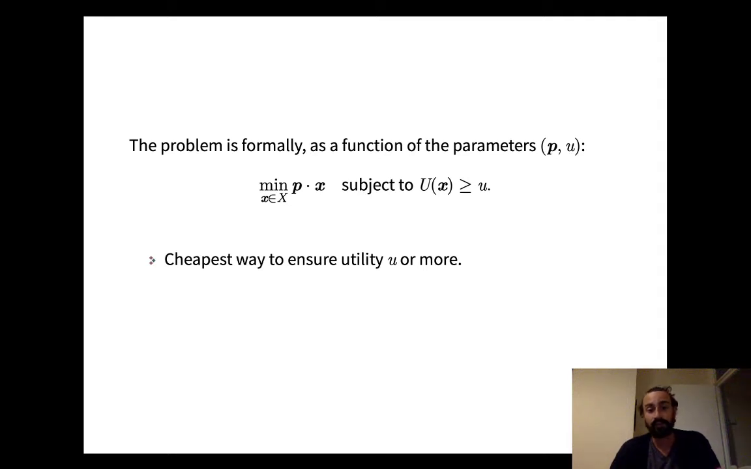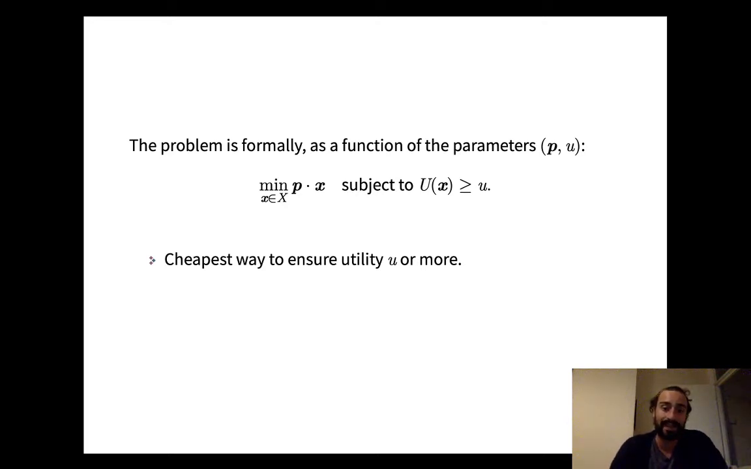So again, we're looking for the cheapest way to ensure a utility of U or higher. Now, it's going to turn out just like before when we said you don't have to spend all of your income. If you have a strictly monotone and continuous utility function, then you will end up spending all your income. The same here. As long as prices are positive and you have a strictly monotone and continuous utility function, the same thing will be true.